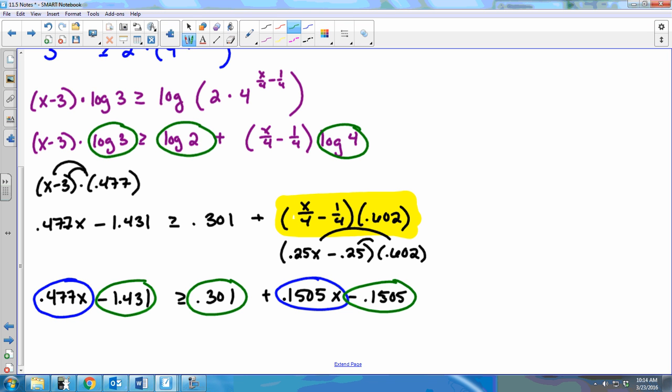So I'll leave this one up to you. Would you rather me subtract 0.477 or subtract 0.1505? Perfect. If I do that, that means all the x's are going to be on the right-hand side. So that means I need to add the 1.431 to the other side. Does that make sense? Right, just an equation.